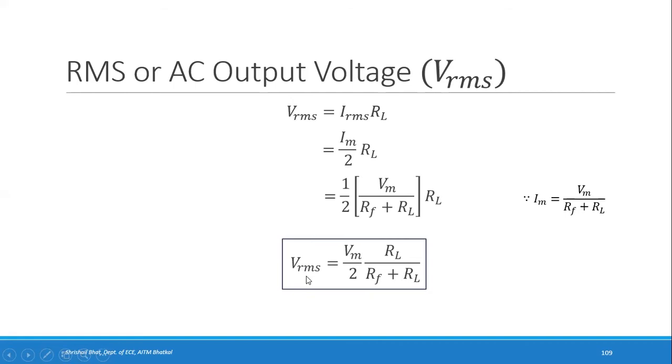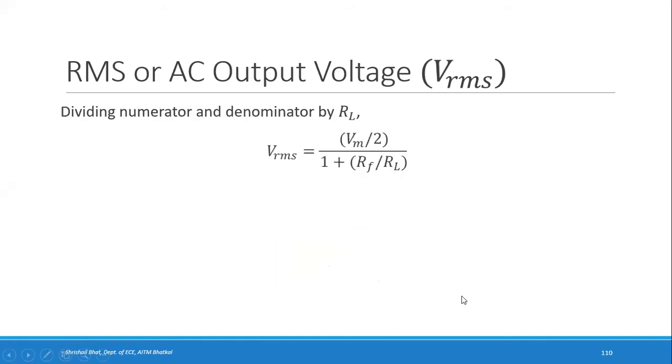So this is my value of VRMS. And just like we have done in the case of VDC, if I divide throughout by RL, RL by RL is 1, Rf by RL plus RL by RL is 1. So I will get Vm by 2 divided by 1 plus Rf by RL. This is another way of representing VRMS.